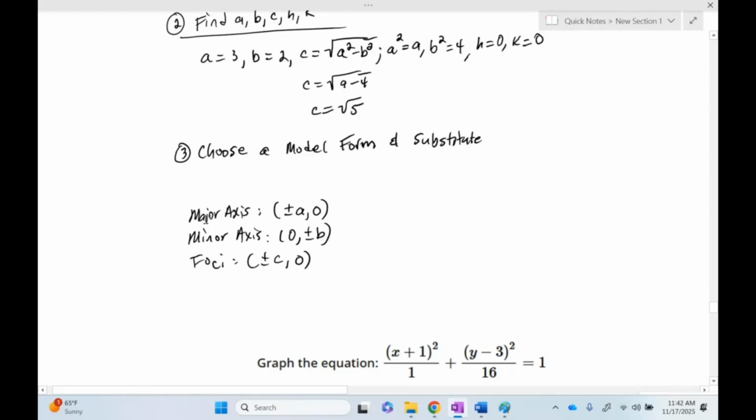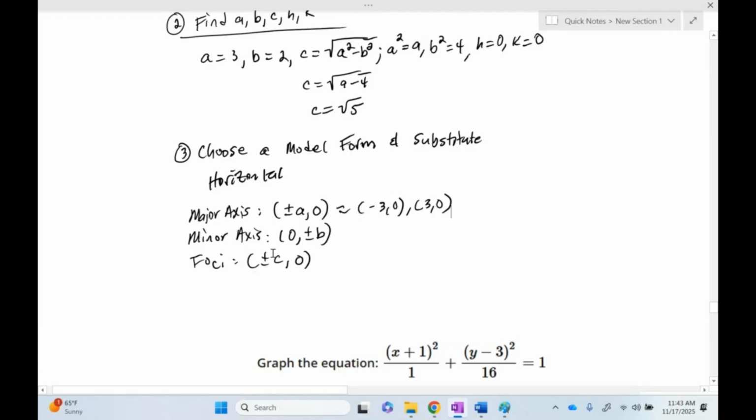Okay, so I want to paste. All right, so I chose a model form which was horizontal. Let me just jot that in. And then I'm just going to substitute in A, B, and C. So for the major axis points, they have the coordinates plus or minus a comma 0. So a is going to be 3. So my major axis points are negative 3 comma 0 and 3 comma 0.